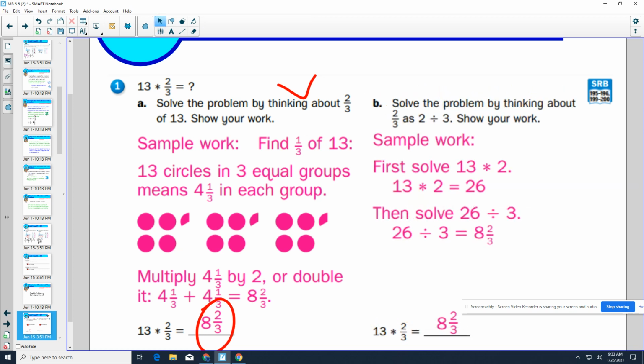All right, so you can see this is more the example that I gave on this side, and you still get 8 2/3. So either way works. So over here, they decided to find out what 1/3 of 13 was, and then multiply that or double it.